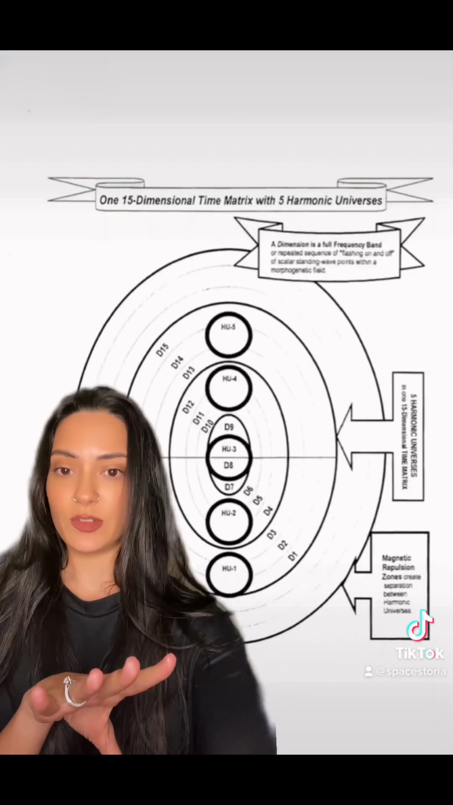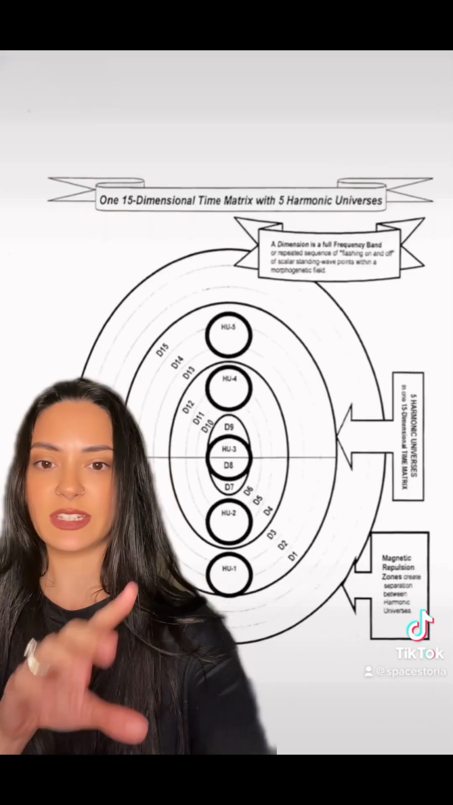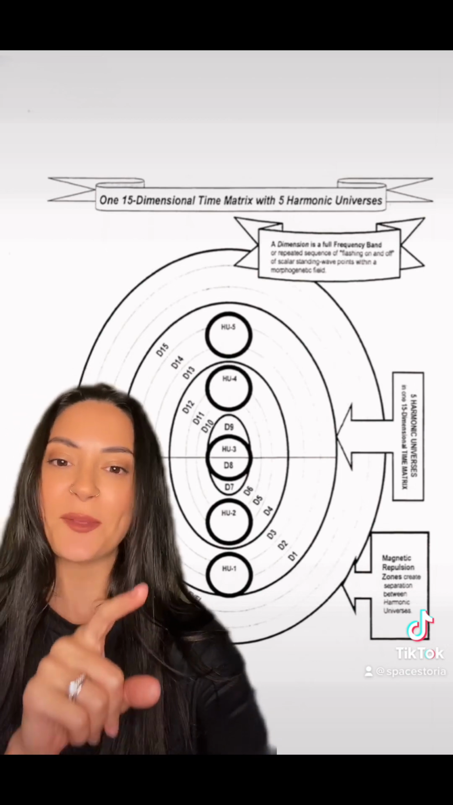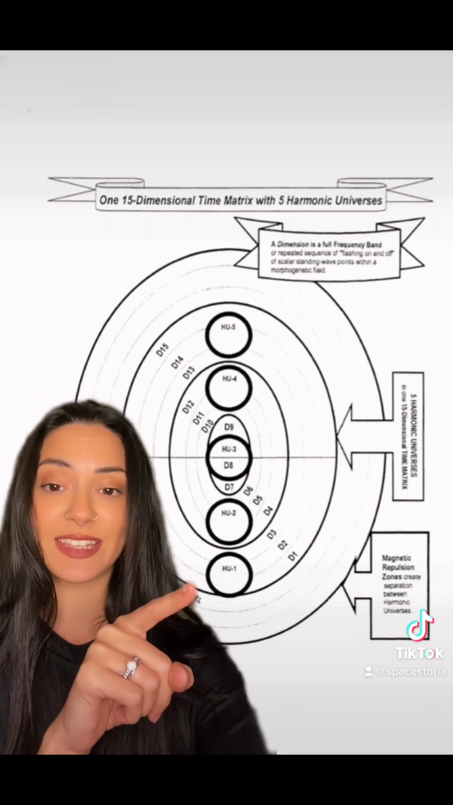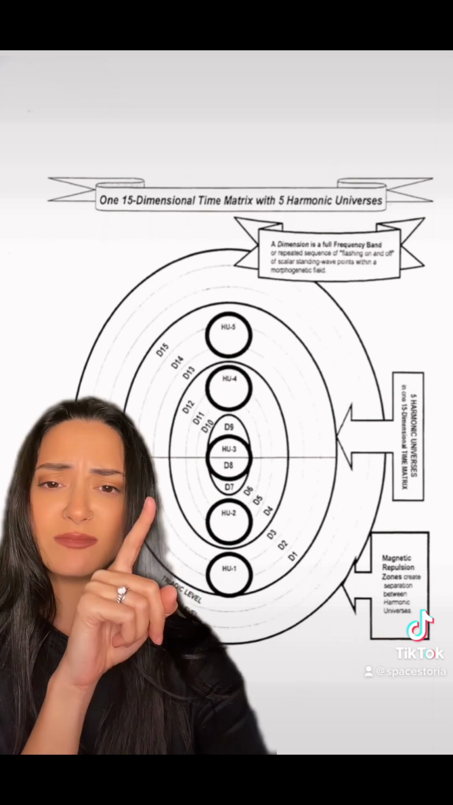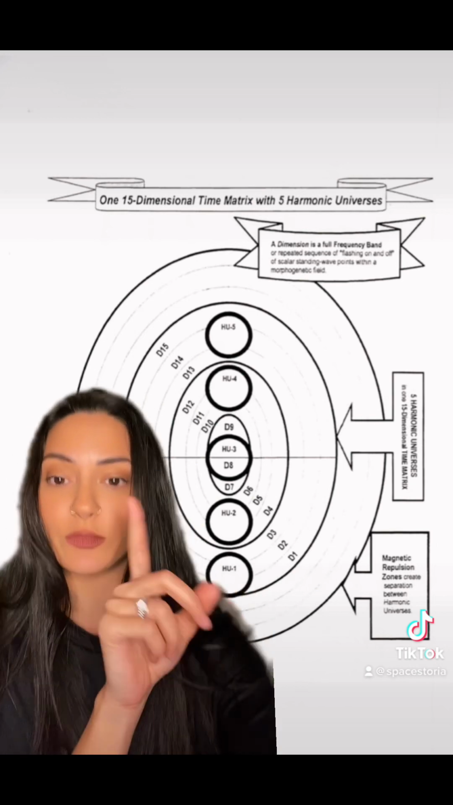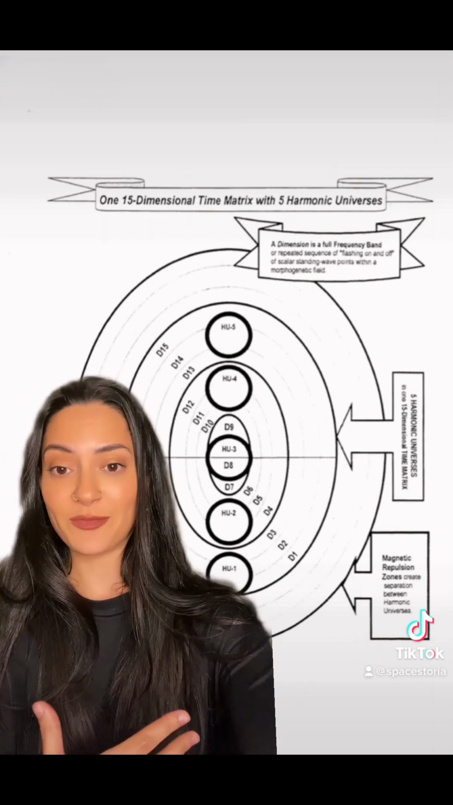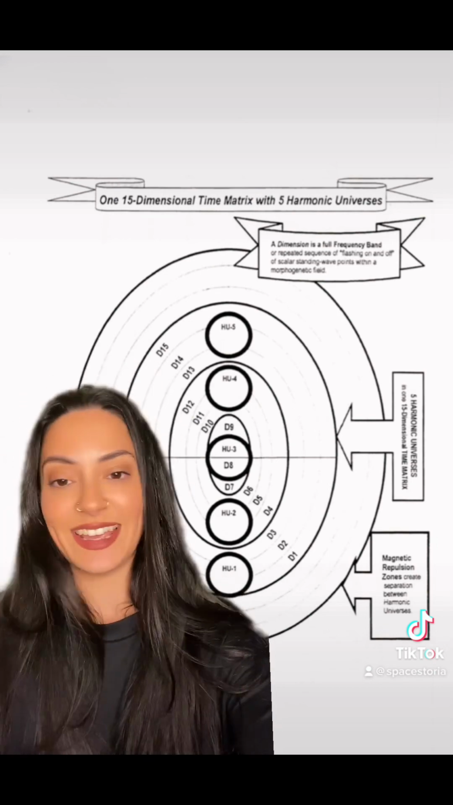Okay, so this is now if we zoomed into one of the time matrices. So this is 1/15 time dimensional matrix. Down here we have where Earth is at. I believe it was Harmonic Universe 2, there was a planet there called Terra. Terra is where we originally come from. It's our past, it's our present, it's our future.